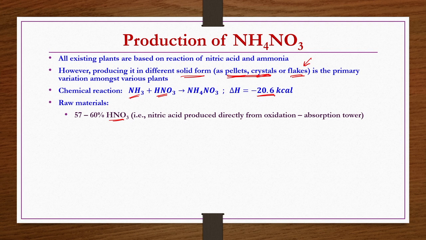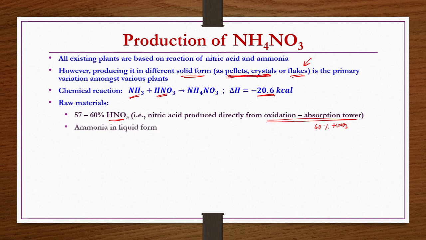Actually, if you remember, a couple of lectures back we discussed how to produce nitric acid, in which we saw that from the oxidation absorption tower of the plant, you get up to 60% HNO3. If you need higher purity HNO3, then there are purification steps, which we have discussed. But for ammonium nitrate production, the 57 to 60% HNO3 that you get from the oxidation absorption tower of a nitric acid plant itself is sufficient. You don't need higher purity nitric acid.